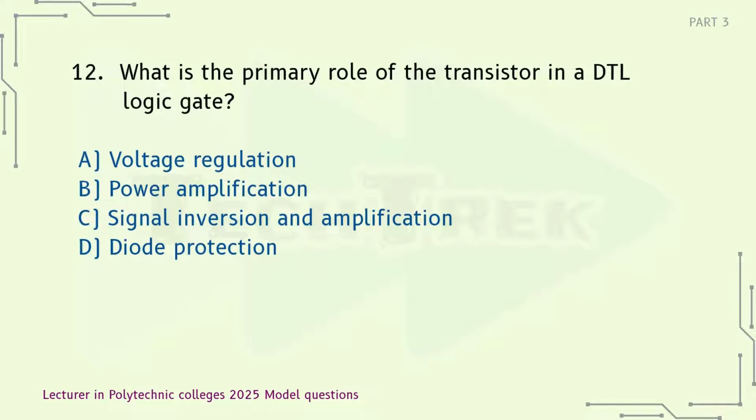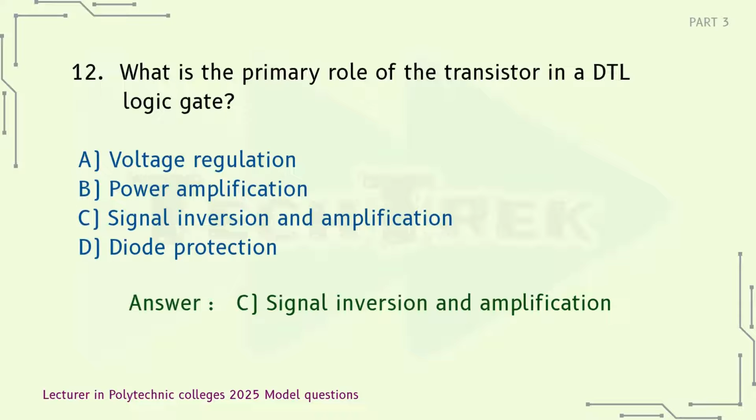What is the primary role of the transistor in a DTL logic gate? A. Voltage regulation. B. Power amplification. C. Signal inversion and amplification. D. Diode protection. Correct answer is option C. Signal inversion and amplification.